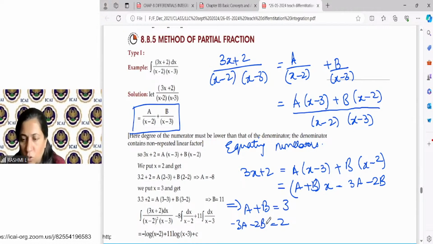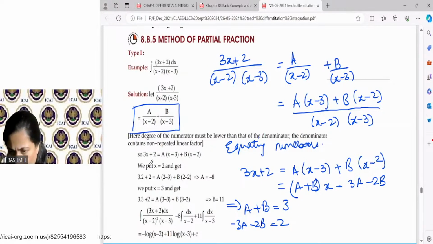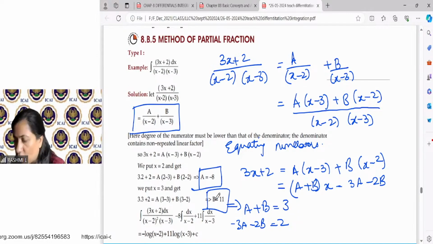And then you solve this using simultaneous equations and you are going to get the values of a and b. Not x, the values of a and b. Because these are simple simultaneous equations that you need to solve.